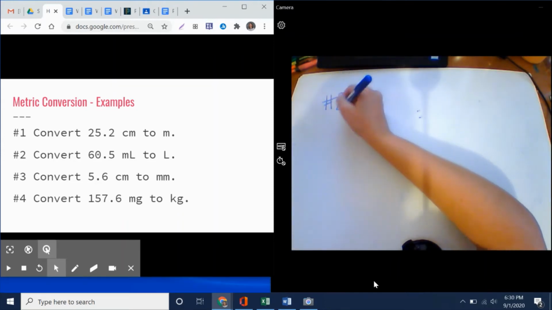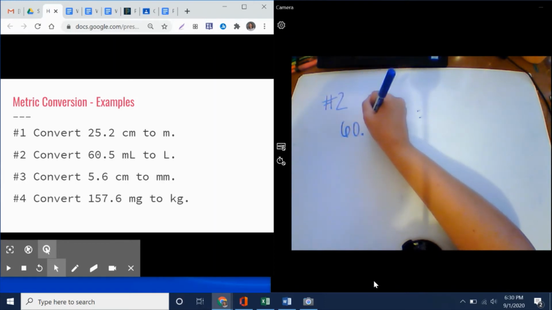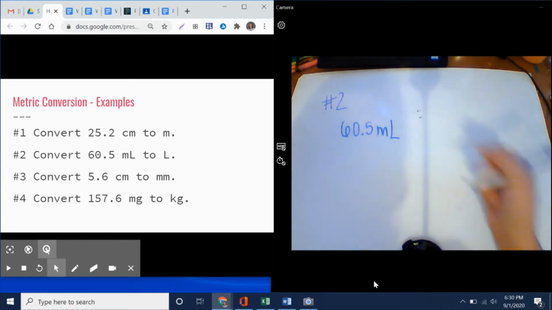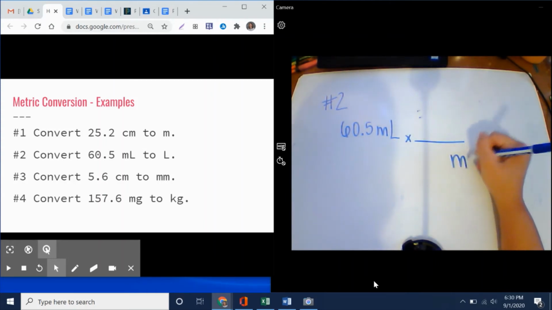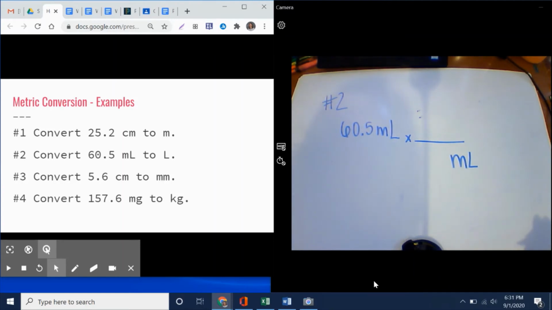So for number 2, we have 60.5 milliliters. And you'll notice that we want to convert it to liters. So if we do not want milliliters, we're going to multiply by a factor that has milliliters on the bottom. But we want units of liters. But we know something about milliliters and liters, so we can do that. When we think of milli, we think of thousand, right? We have to ask ourselves, where does 1,000 go in this factor?